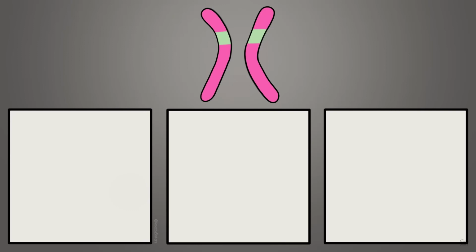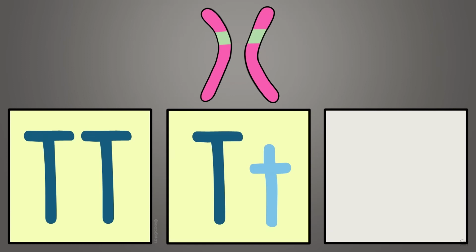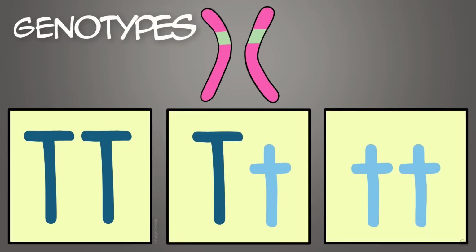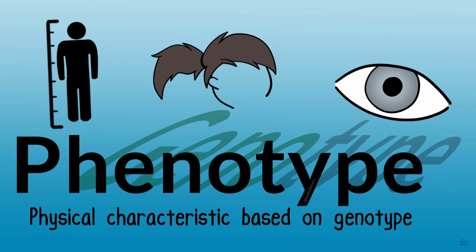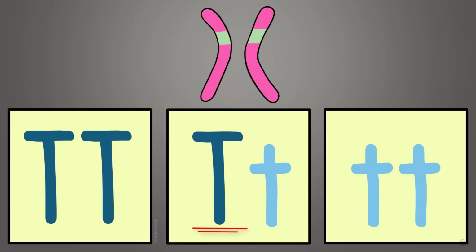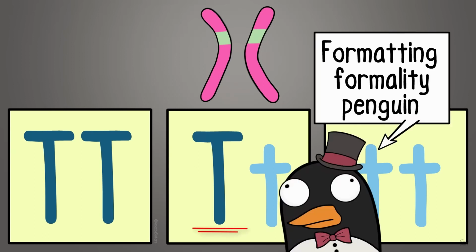Now, remember that you have two allele copies, so the combination you could have here could be big T, big T, big T, little t, or little t, little t. These are called genotypes, your genetic makeup. Genotypes can help determine a phenotype, which is a physical characteristic. You'll notice when writing genotypes, I put the capital letters first, if it contains a capital letter. That's not because the order matters, it's a formatting formality that capitals are written first.